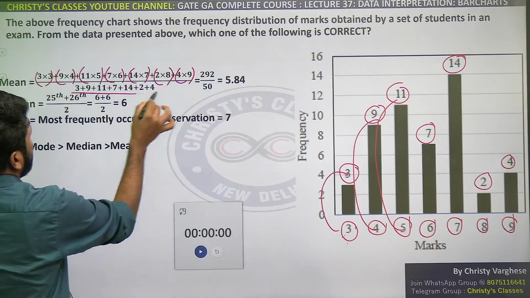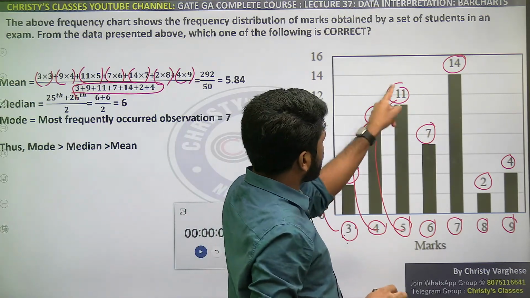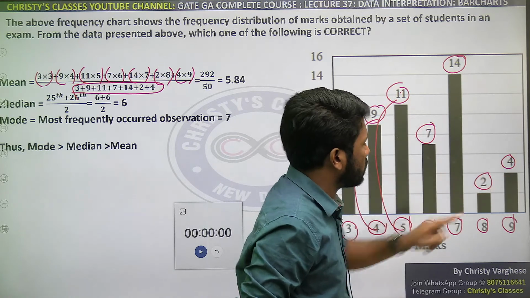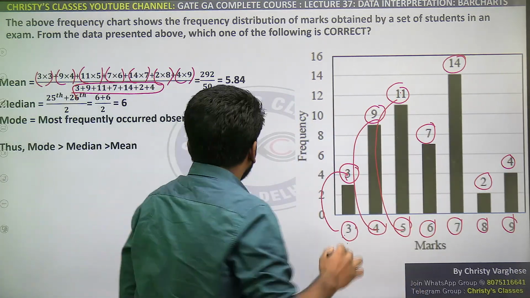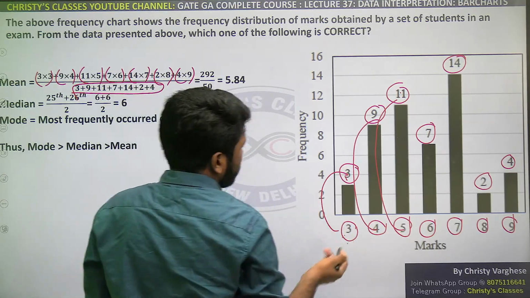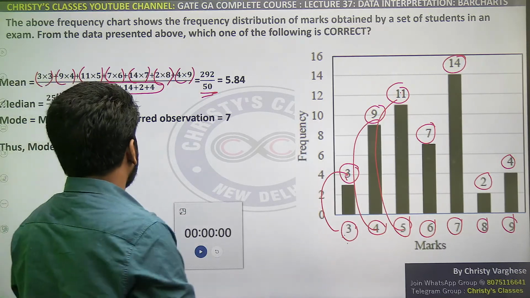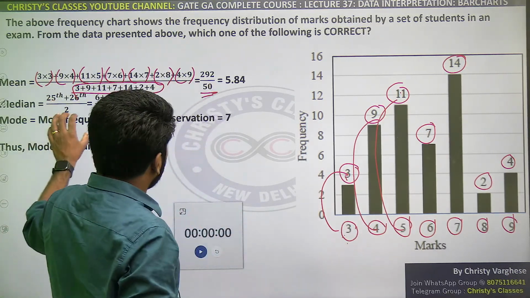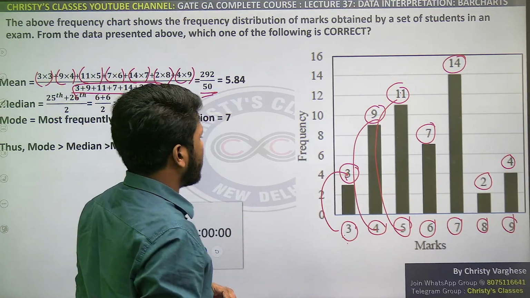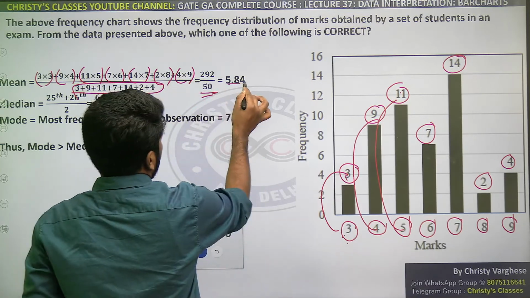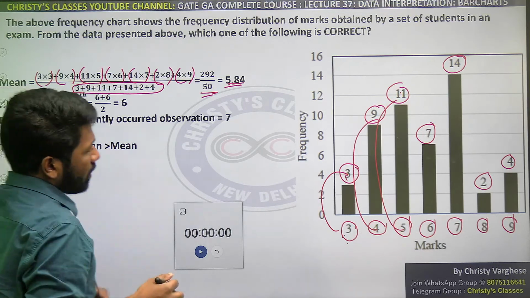Divided by total number of people. Total number of people is given in this y-axis. So 3 plus 9 plus 11 plus 7 plus 14 plus 2 plus 4 is the total number of people that you add up and then divide it. Here actually the values are not very convenient to do, so to avoid that calculation, one thing you can do is find median and mode first and then check whether this mean will be less than that or more than that using options also. Anyway, for the time sake, I am doing it mathematically. So 5.84 milega. Median is the middle value.